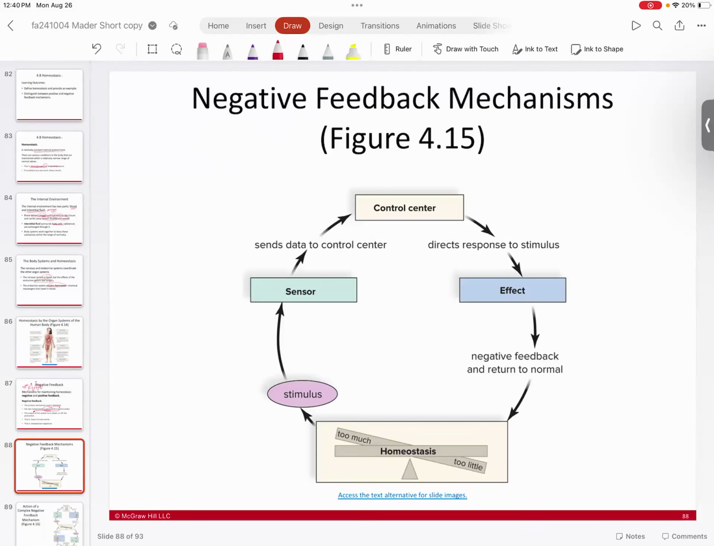So imagine that you have a tilt one way or the other of homeostasis. That basically means you have some sort of a stimulus, the out-of-bounds nature of the homeostatic disturbance.